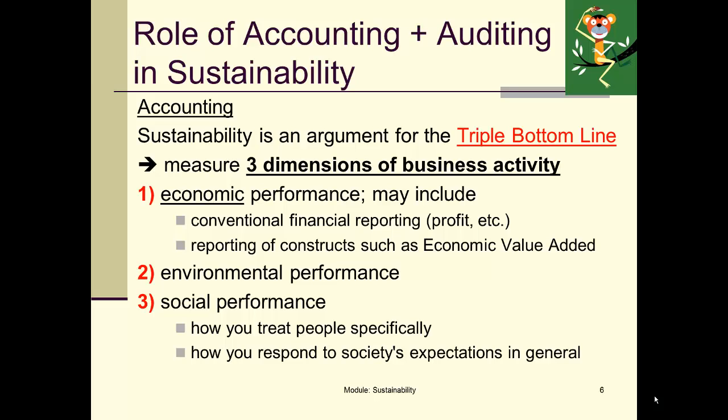So economic performance is the easy one. Economic sustainability can be assessed through either conventional financial reporting, reporting of numbers such as profit, conventional capital, or slightly more advanced modes of reporting, such as reporting of economic value added. Not how much wealth have you generated for the owners, but how much wealth have you generated for society.